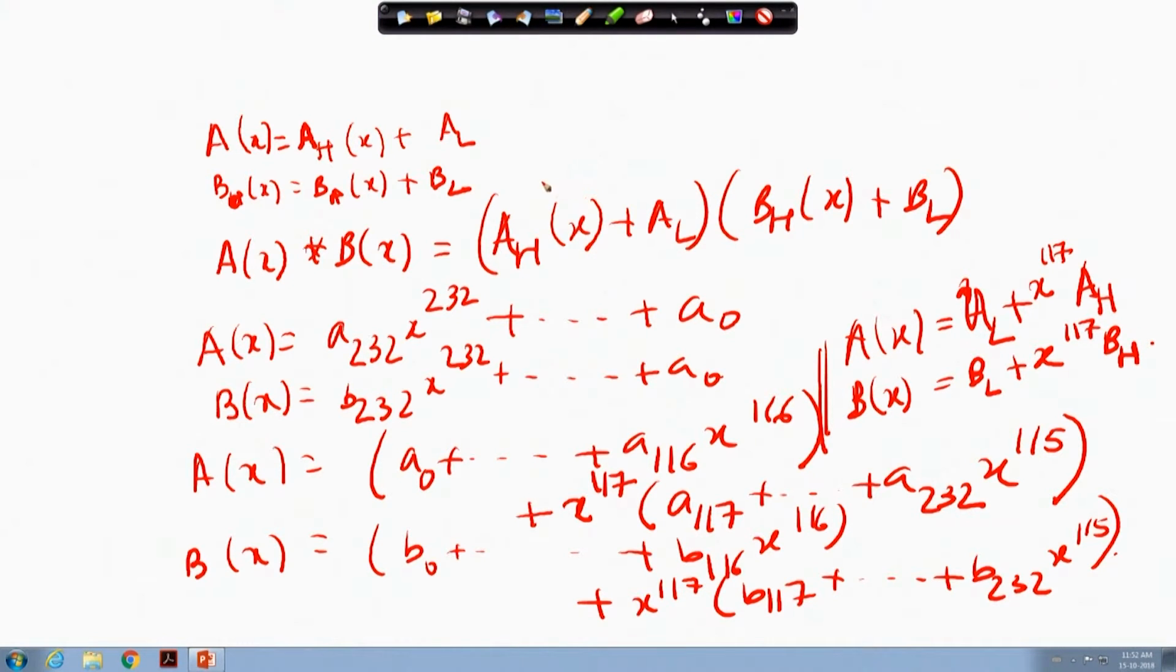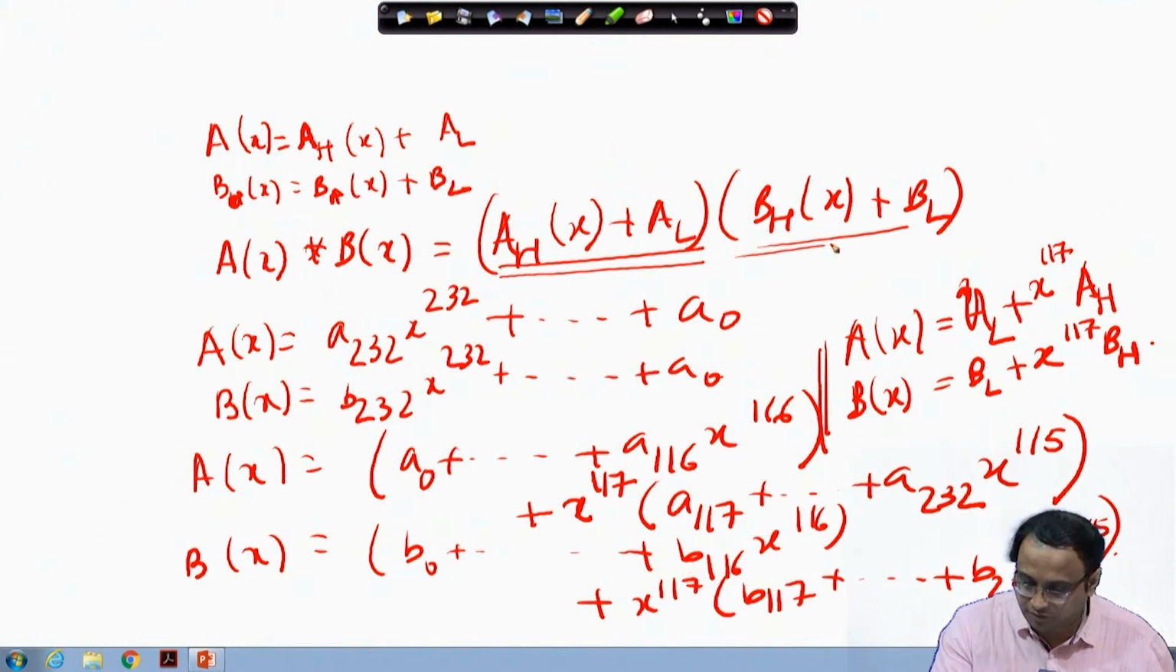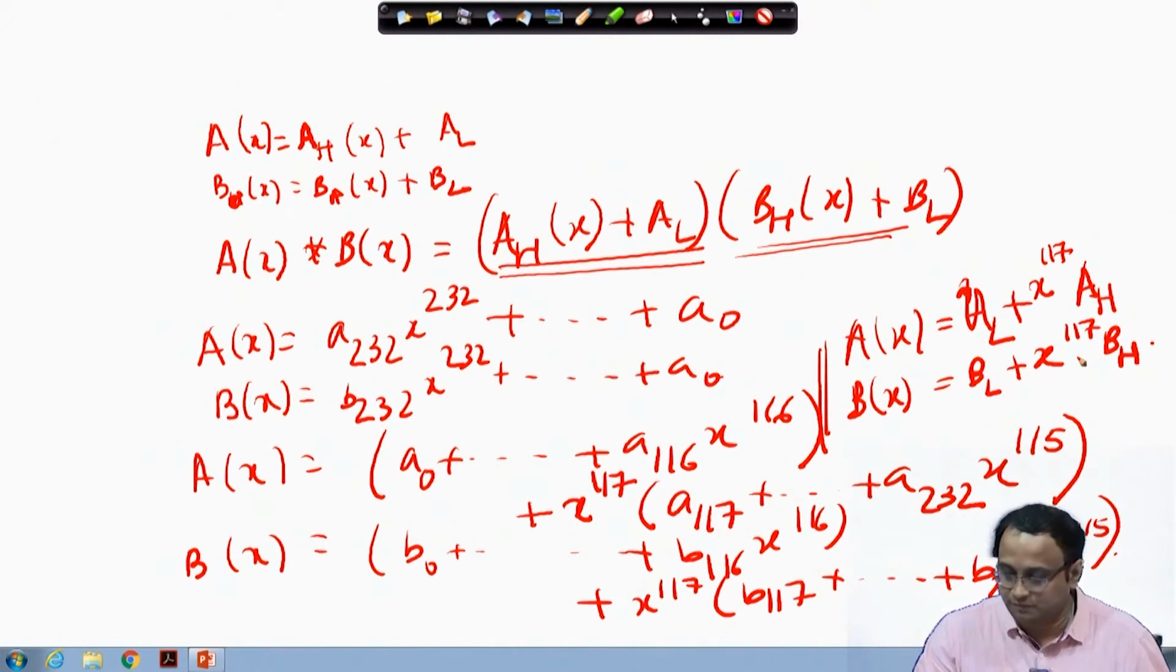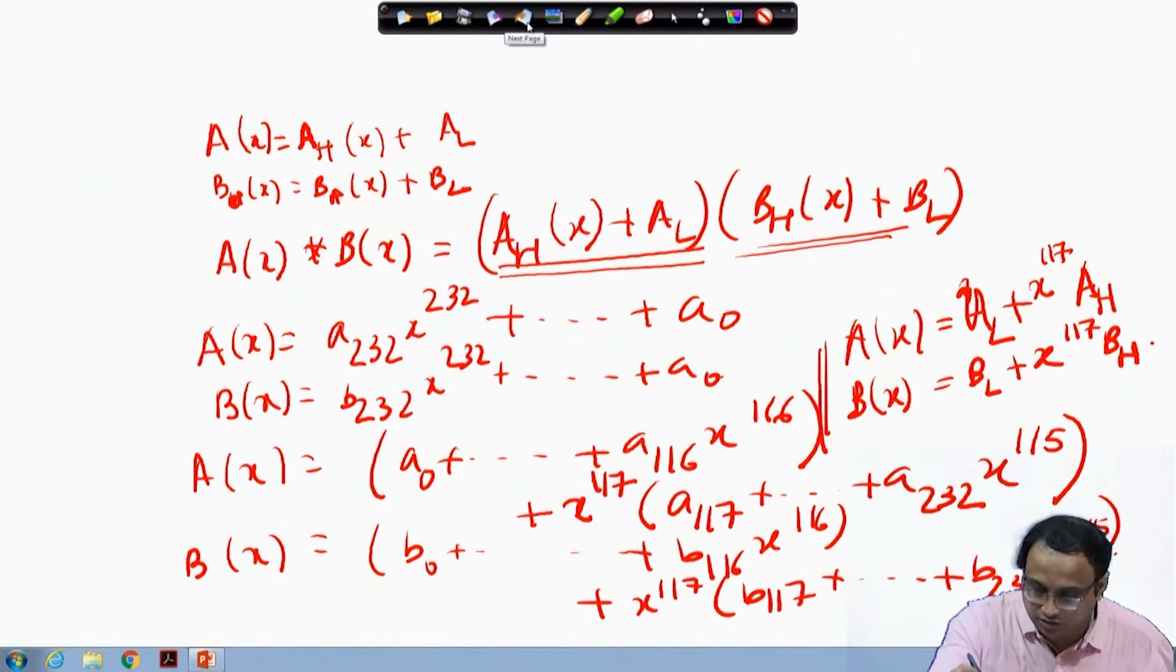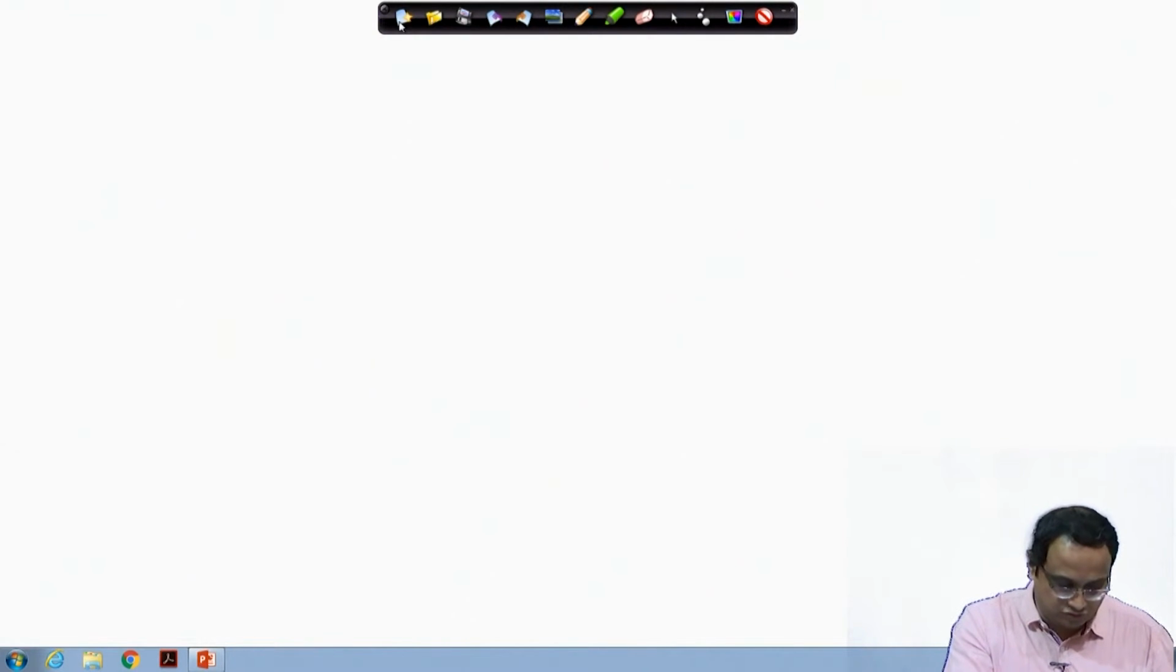So let me correct this and write that this would be something like this. Don't take it as a multiplication with x, but this is just to indicate that I am combining the higher part with the lower part, and the combination is done in this way. Okay. So therefore, when we would like to multiply them, you can easily observe how the multiplication works. Let me clear this and try to write the product.